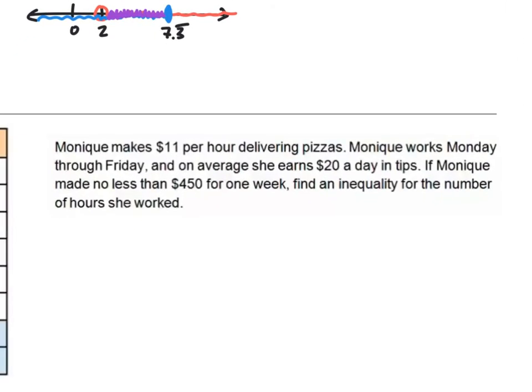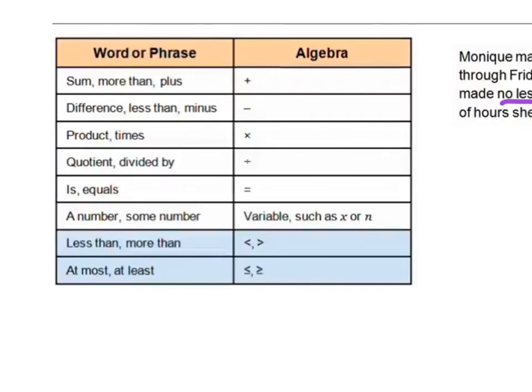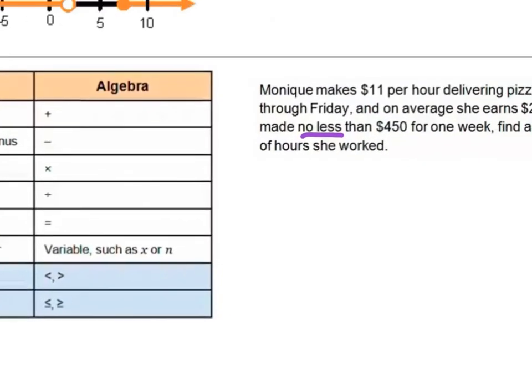Bear with me. Okay, Monique makes $11 per hour delivering pizzas. Pretty decent. Monique works Monday through Friday, and on average, she earns $20 a day in tips. If Monique made no less, that's an important word, than $450 for 1 week, find an inequality for the number of hours that she worked. So no less, okay, you kind of have to just put it together.